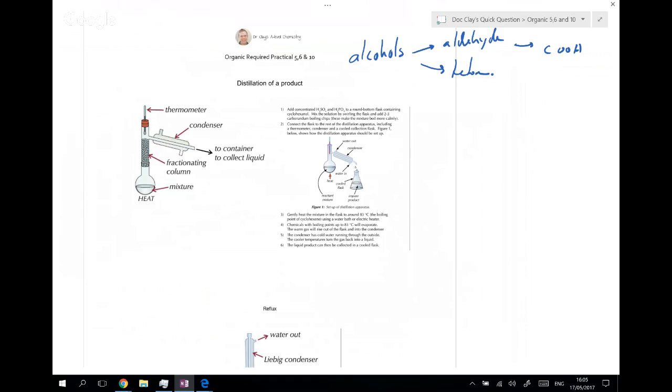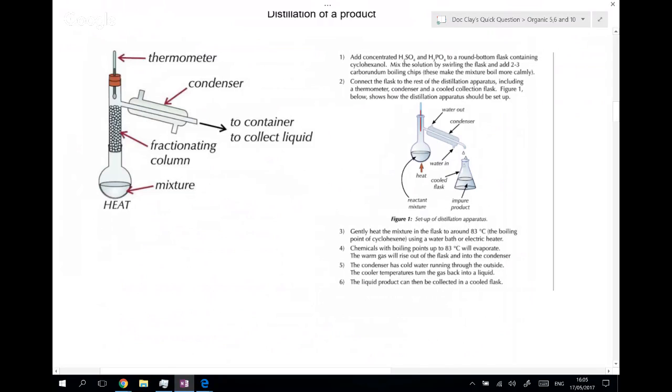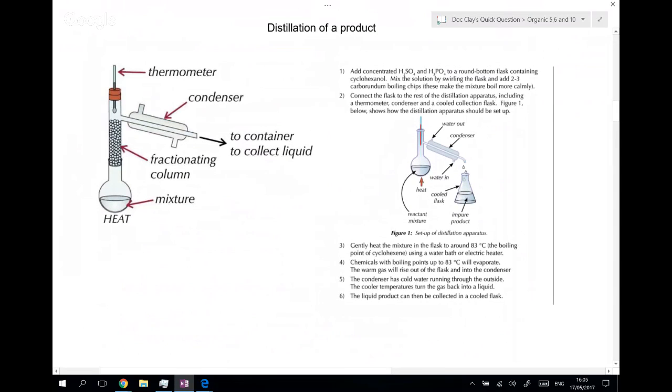Either way, you should have come across some apparatus that looked like this, where we're doing a distillation reaction. I've got 2 setups here which I wanted to show you today. We've got distillation of a product. The first on the left-hand side is almost the same as that on the right-hand side, except that it's got an extra section above it. So we've got a round bottom flask here where we've got a mixture.